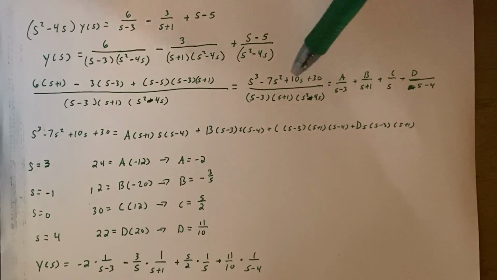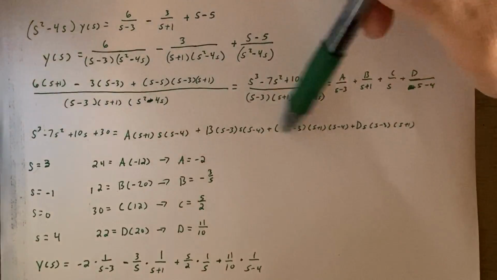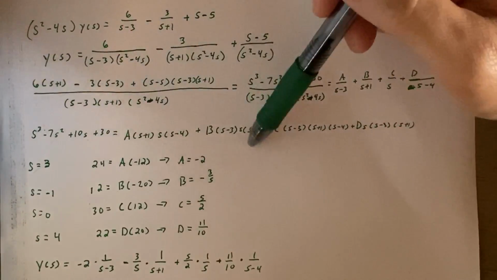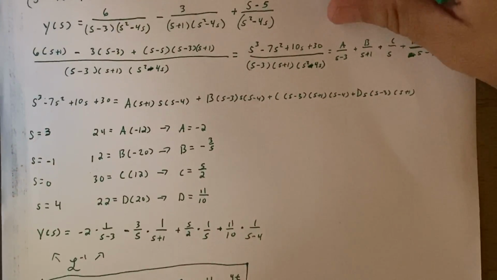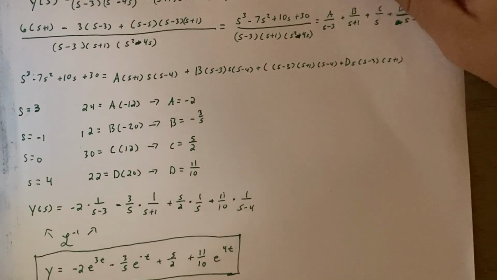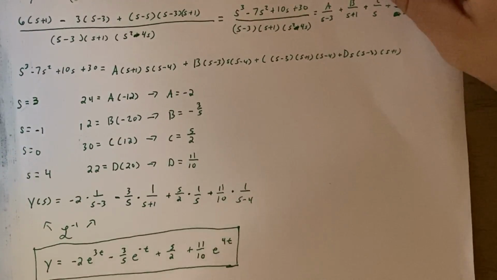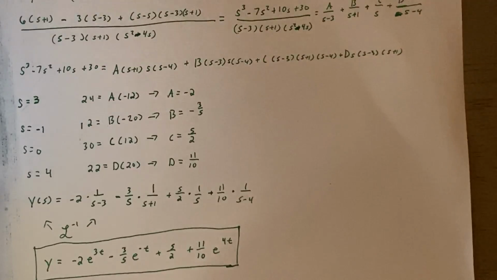So then I could just set the two numerators equal to each other. And so that's what we're doing. We're setting the numerators equal to one another. Now, what we need to do is find a, b, c, and d. And the way that we're going to do that, again, is using partial fractions. So let's find the zeros for each of our denominators. And our zeros are nice because it's 3, -1, 0, and positive 4.